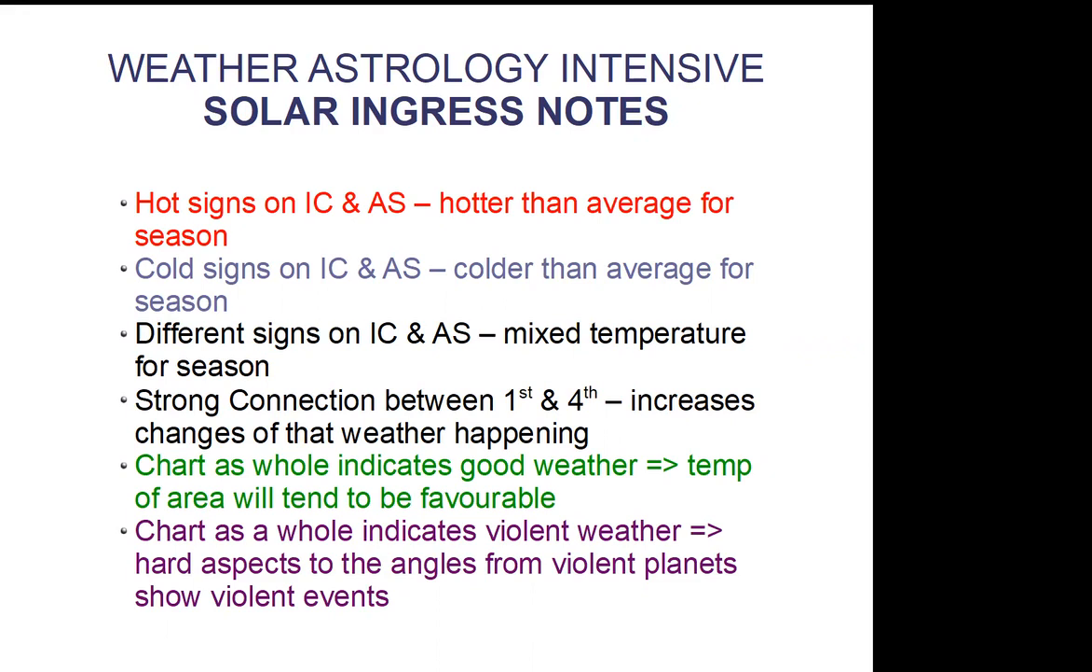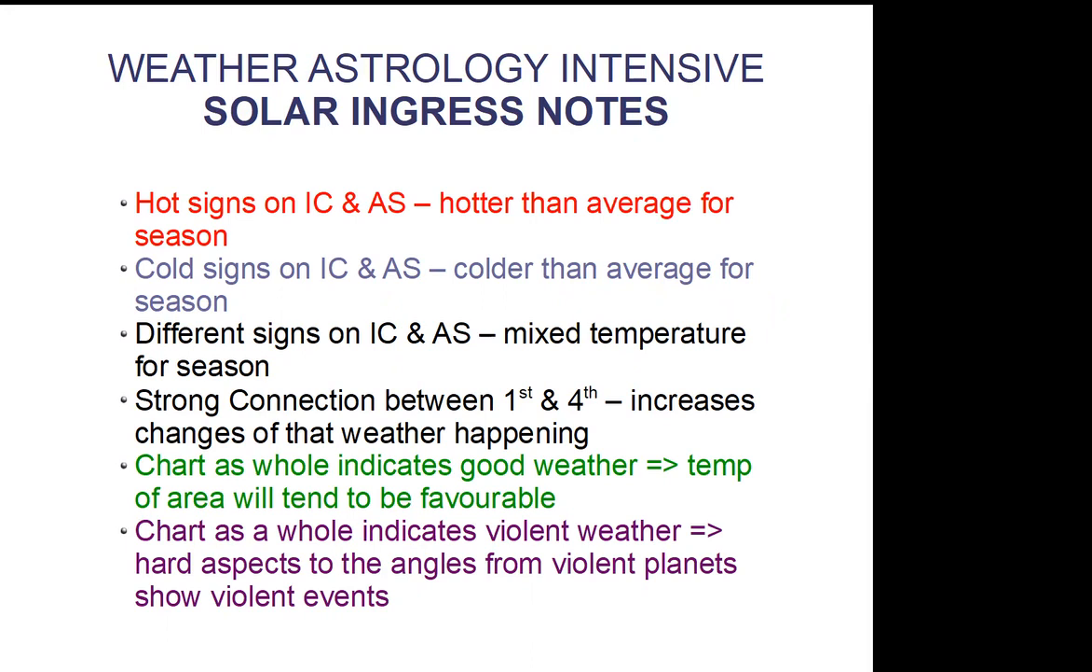If both signs are cold, we're going to say colder than average. Different signs, there's mixed temperatures. If there's strong connections between first and fourth, it increases the chance of that kind of weather. So if the Lord of the fourth is in the first, or the Lord of the first is in the fourth, and there's all this kind of neat tying up, you emphasize that planet.